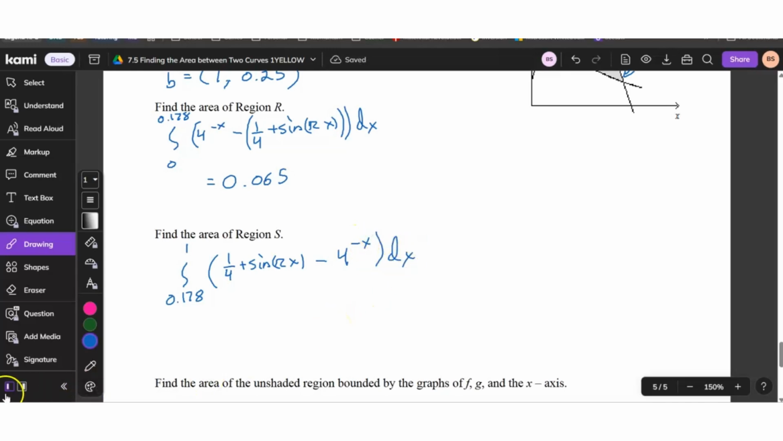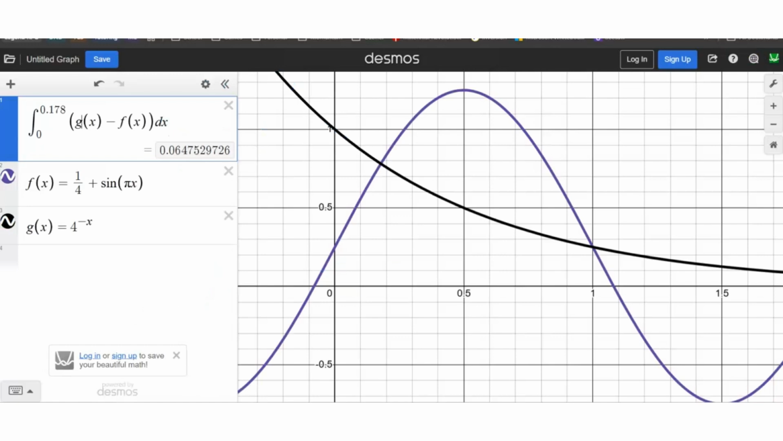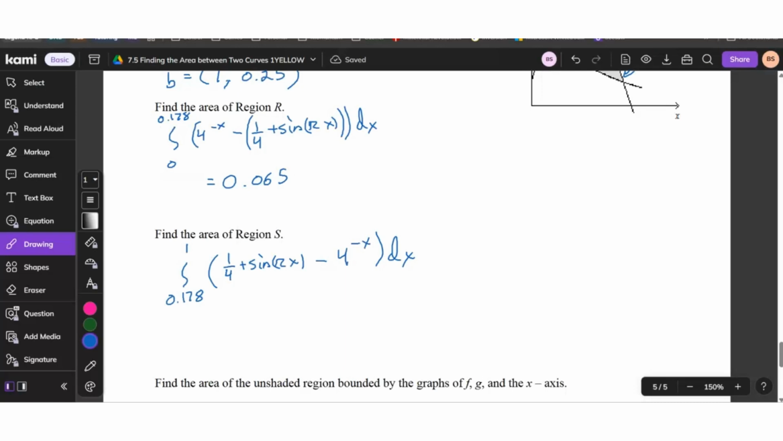And now we need to put that into our calculator. Which for us, if we're using Desmos, is really easy because I literally just switch these, right? f minus g. And the bounds need to go from 0.178 to 1. And we get 0.410.